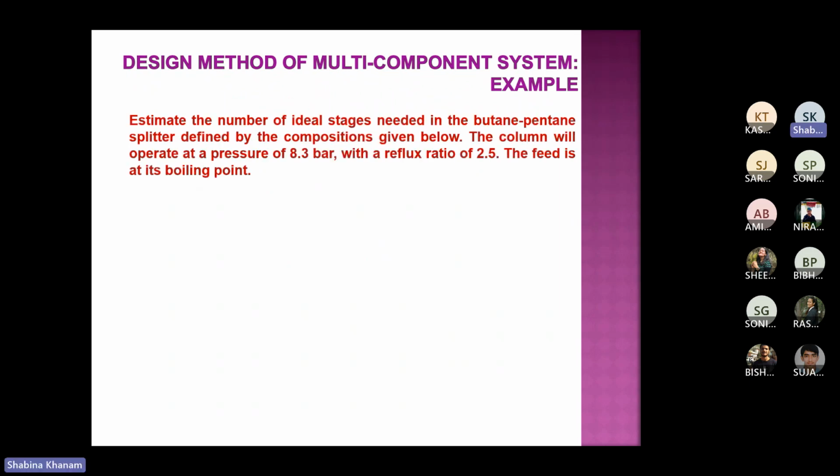Now we will see one example to find out the number of trays. The example I have directly taken from volume 6, Richardson Coulson volume 6 chapter 11. So this example you can find there as well.